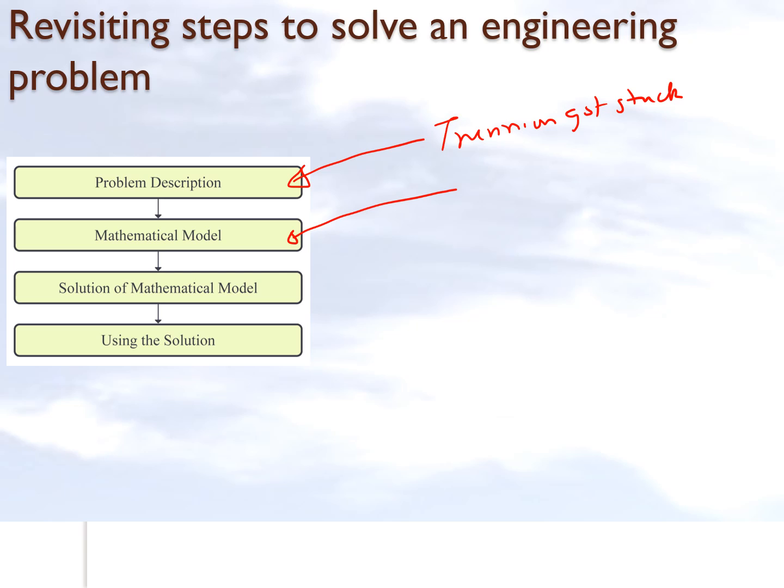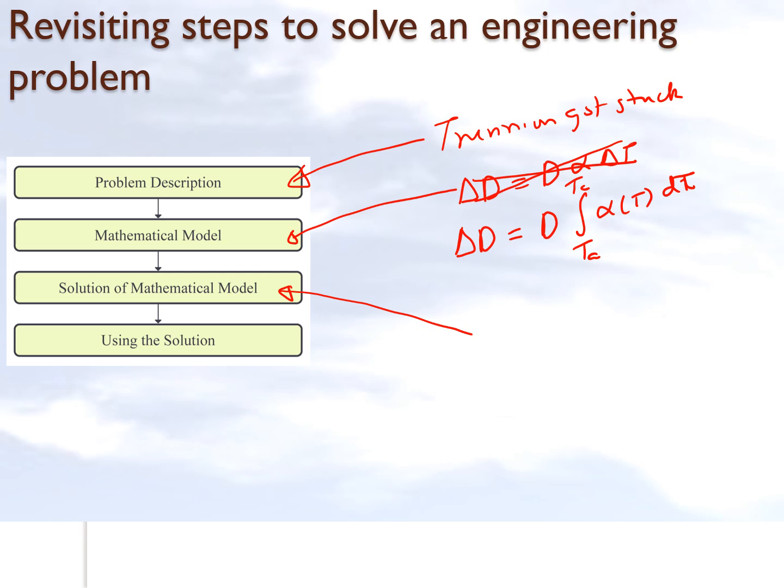What was the mathematical model? We used a mathematical model, which was this, but we recognize that this is the wrong model to use in this case because the thermal expansion coefficient is changing over temperature. So the correct model to use is this. And then the solution of the mathematical model, when we did it by using the rough method, we just said, let's do trapezoidal rule, where we just approximated the area of the curve by trapezoidal rule.